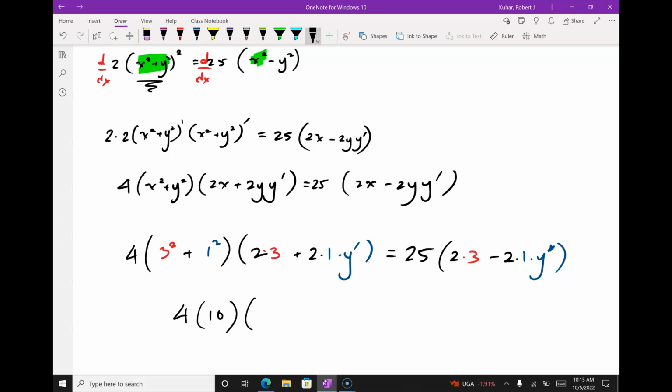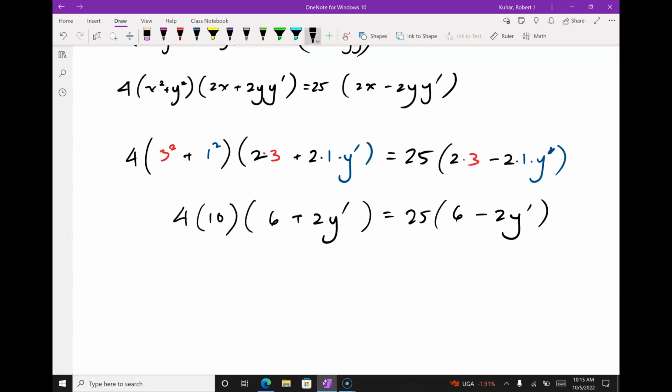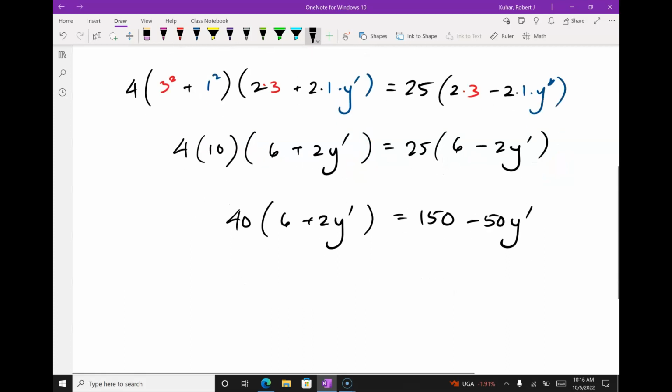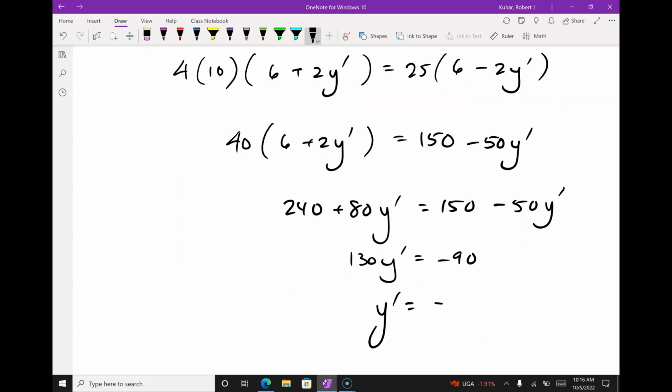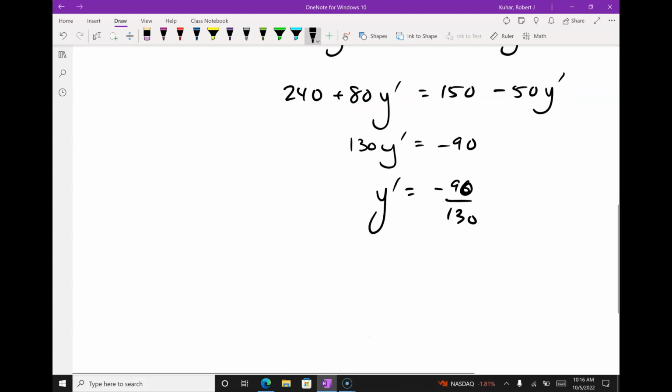So I'll keep going, you keep going. I think I have a 10 here. I have a 6 plus 2y prime equals 25 times 6 minus 2y prime. So I have 40 times 6 plus 2y prime. Remember, I'm solving for y prime. What's this one? 6 times 25 is what, 150? I'm just doing arithmetic. You're racing me. You're not copying. So it looks like I get 130y prime equals, help me, negative 90. Negative 9/13.